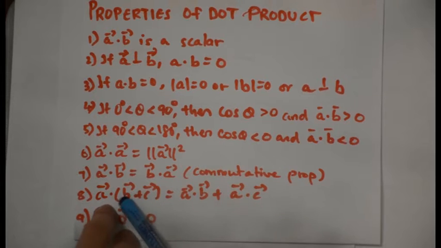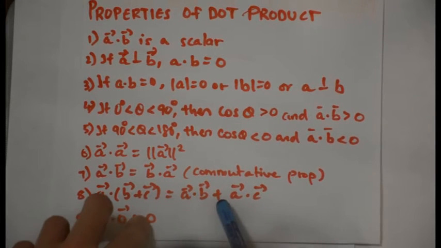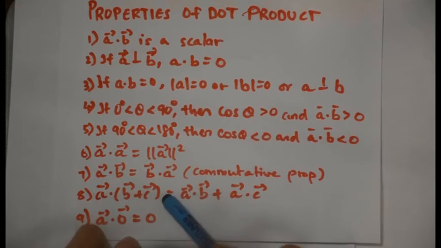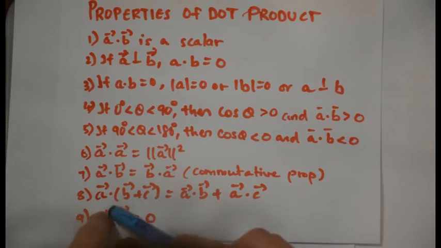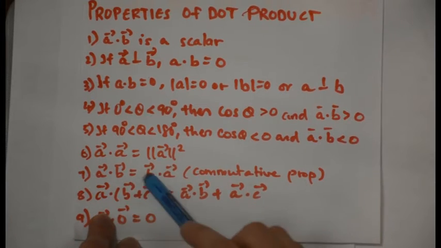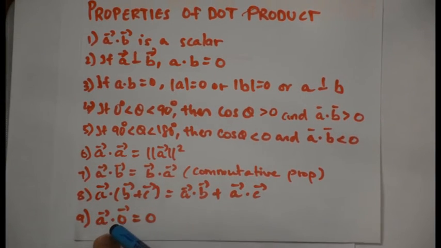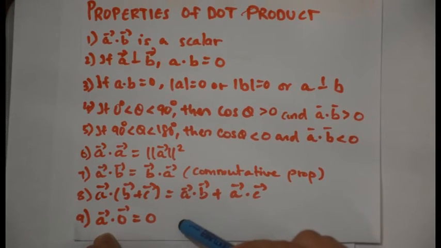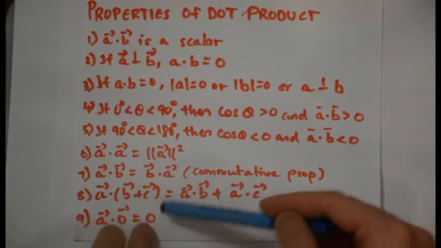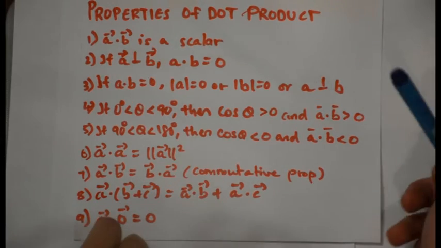a dot (b plus c) in the bracket is going to be just the same as a dot b plus a dot c, which also makes sense because it's just a scalar, and you just multiply out a dot b plus a dot c. You just substitute. And the last one is if you multiply it by 0, it's just going to be equal to 0, and once again it's just a scalar. If you multiply a scalar by 0, it's just going to be 0.